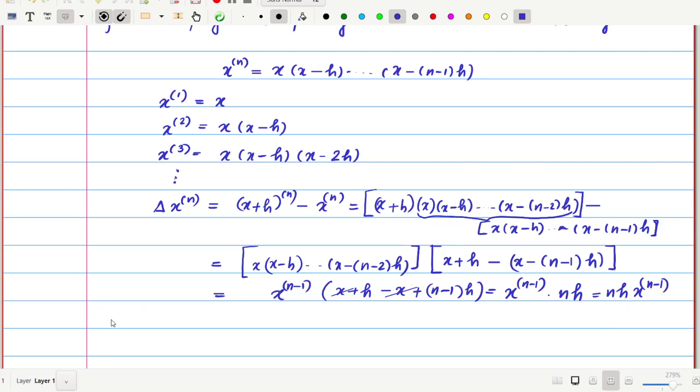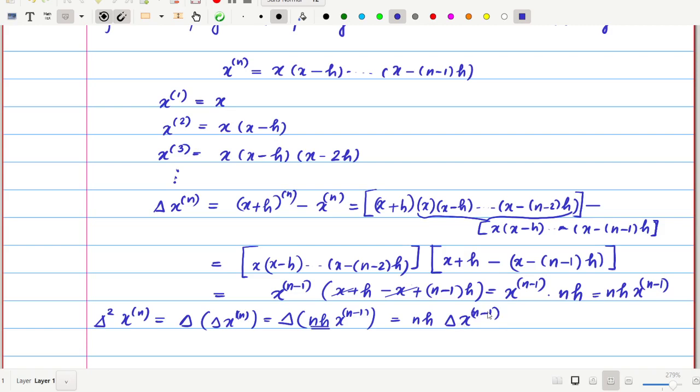Okay, now if you evaluate del square of x of n, that will be del of del x of n. But we know what del of x of n is: it is n times h times x of n minus 1. These are two constants, so they can be taken out from the forward difference that we have already discussed in the previous classes. So that will be n times h del x of n minus 1.